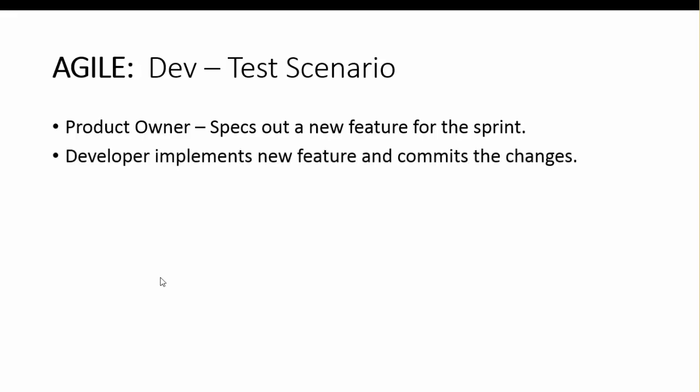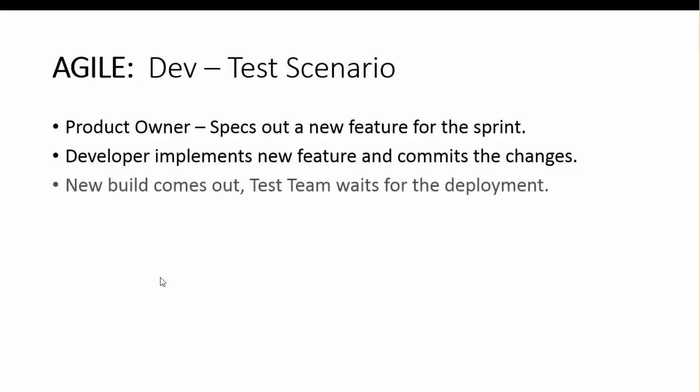Developer implements the new feature and commits the changes. So the developer will write the code for the new feature, and he will push his changes, commit his changes, to the version control system the team might be using. It may be SVN, it may be GitHub, it may be TFS. A lot of version control systems are there where all developers commit their changes, their code, so that one build can be triggered for the common set of changes or the common piece of code.